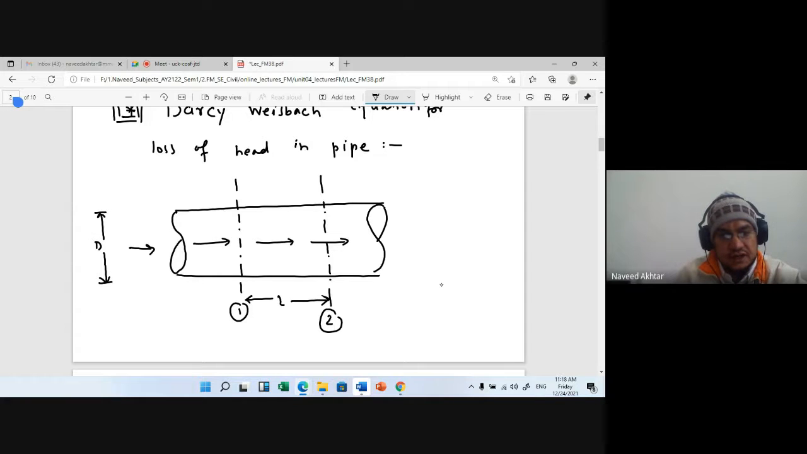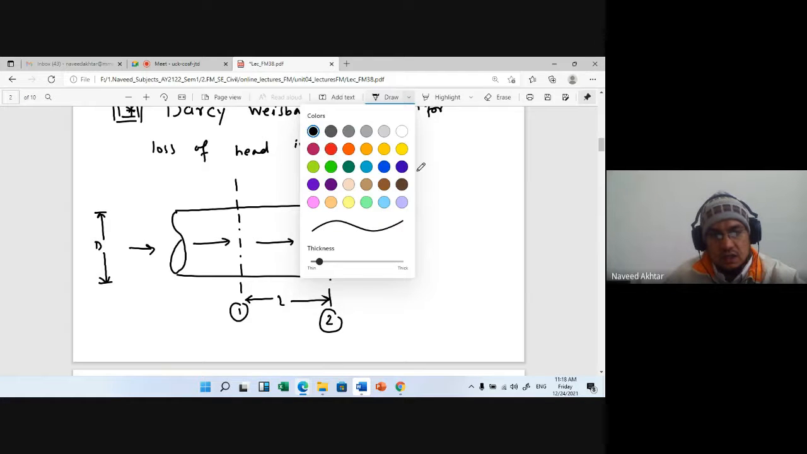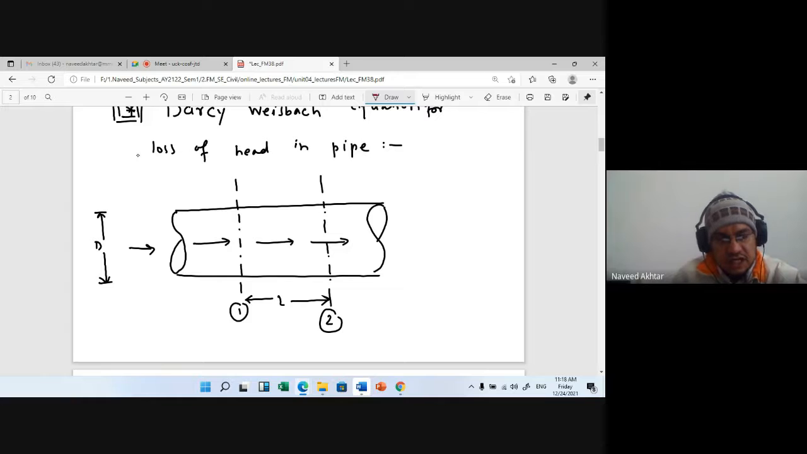The pressure at section 1 will be P1 and the pressure at section 2 is P2, and the resistance to the motion is the shear stress. At the boundary, at the wall, the velocity is 0, that's why tau 0. So this figure, I will say figure number 1, is flow through a circular pipe.